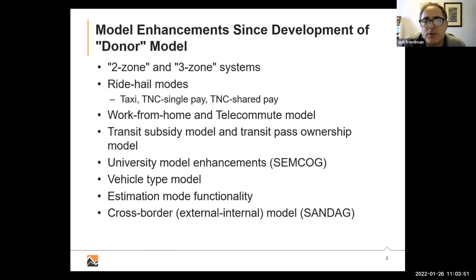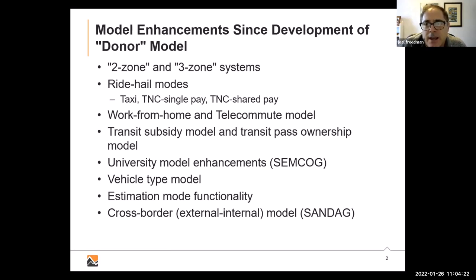Joe mentioned the 2-zone and 3-zone systems. I'm going to briefly talk through the differences between them here in a minute. We've added ride-hail modes to the mode choice model. I'd like to spend a little bit of time talking through how those are treated. There is a work from home and telecommute model. Obviously, those models, though they were developed pre-COVID, are particularly important now, given where we're at with COVID.